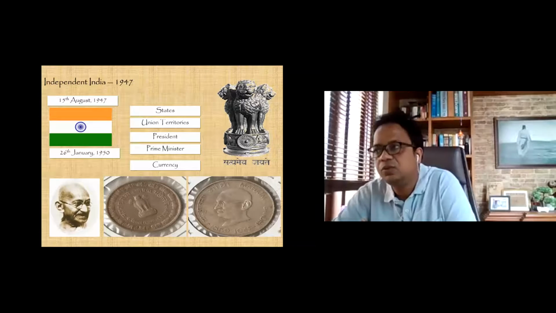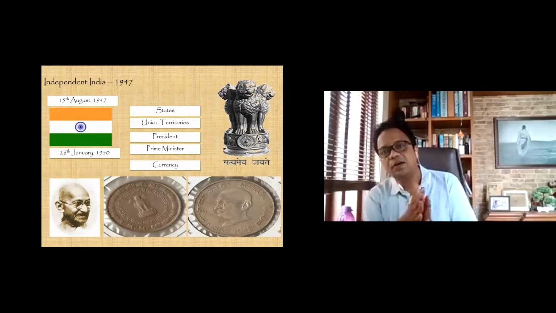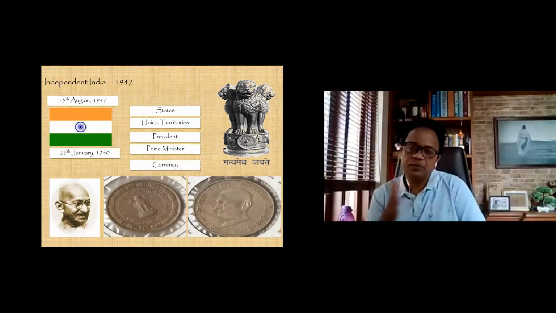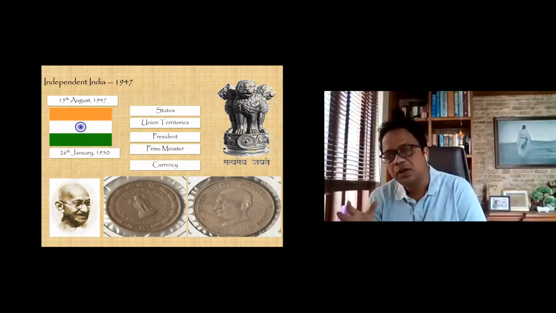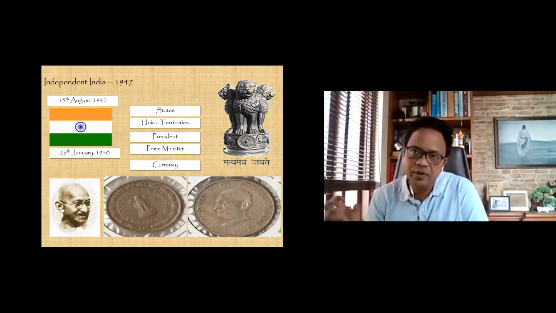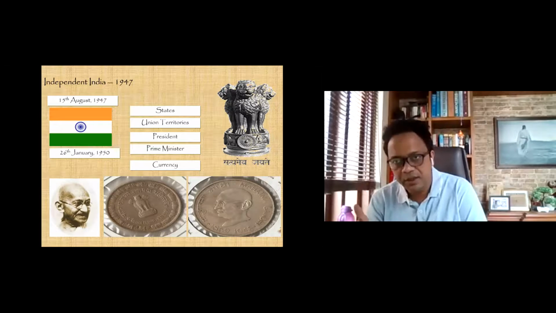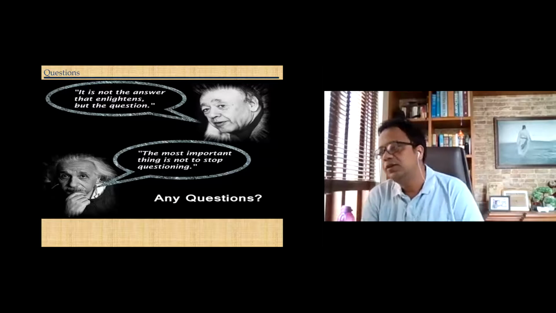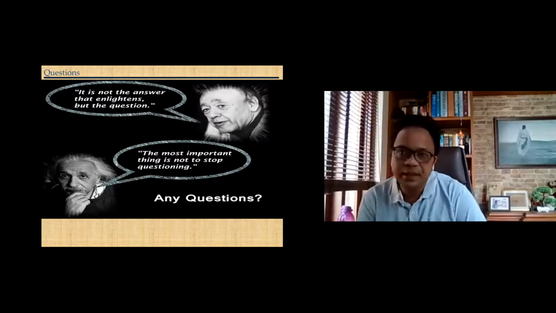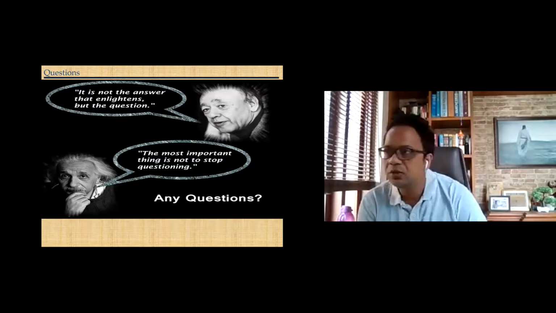And finally, we come to independent India coinage. You must have seen a lot of coins of this era. And this is how the journey of the coin goes, right from the development of its technology to the time when it has the cultural impact, and finally the independent India coinage. So that's where I would like to stop and conclude.